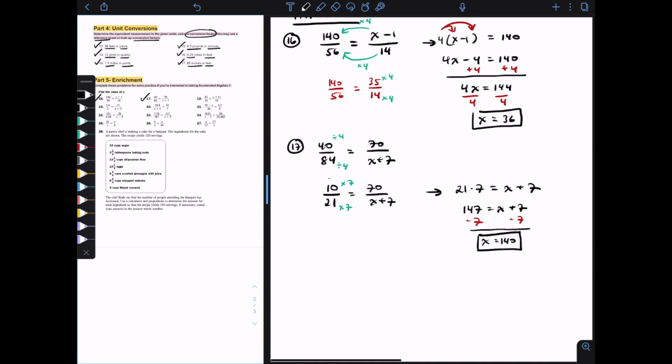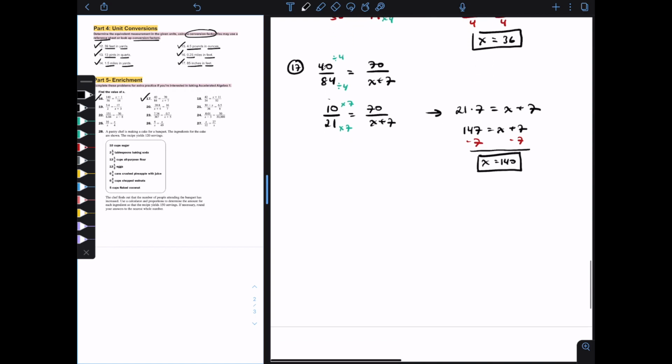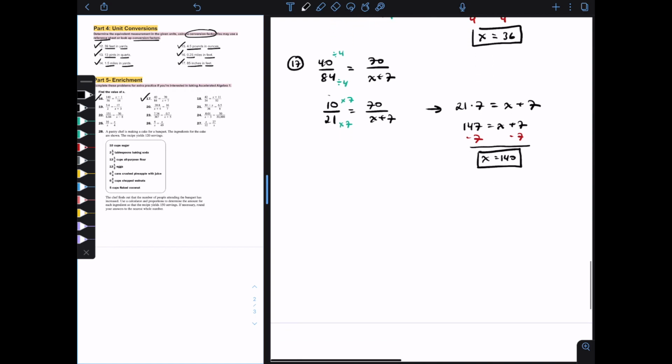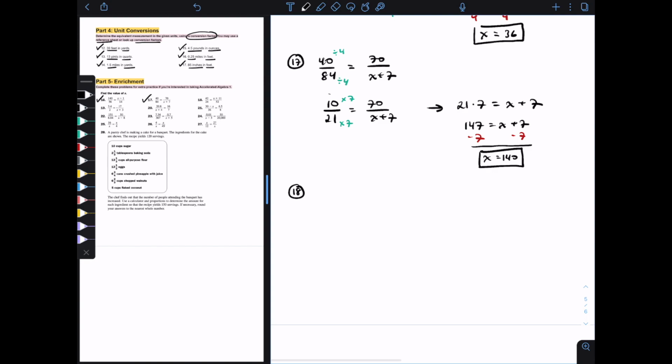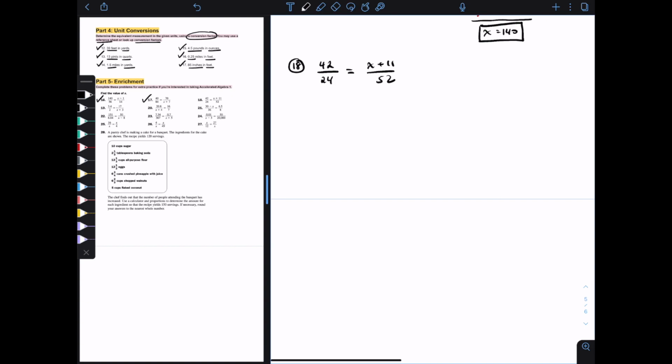Maybe I'll just try one more problem from this enrichment section, because I think once you see a couple of them, the rest of them end up being quite similar. You just have to use different values. So 42 over 24 is equal to x plus 11 over 52. Scroll up to give myself some more room.